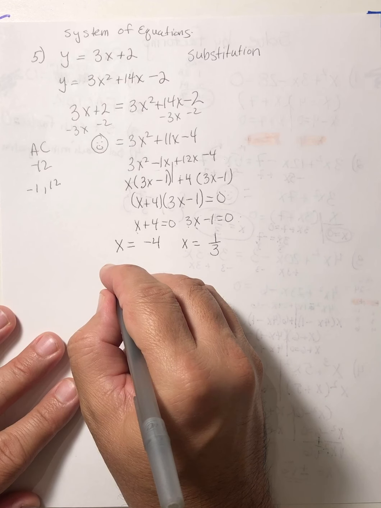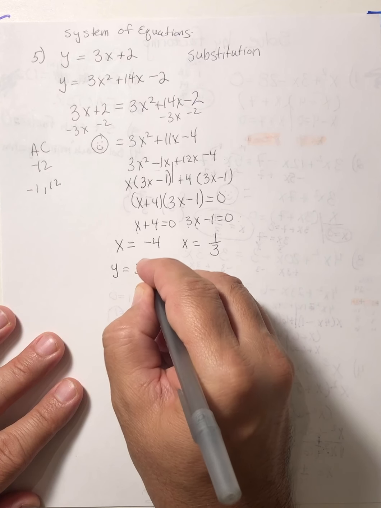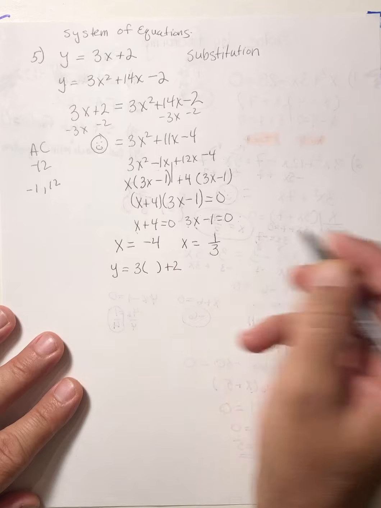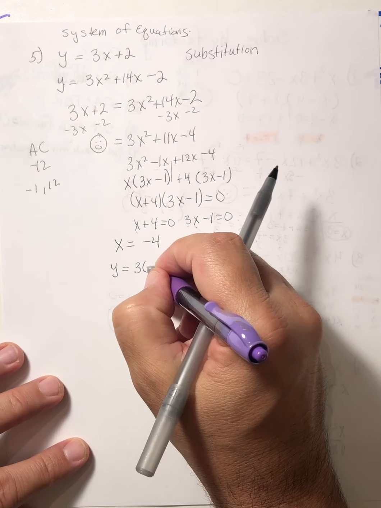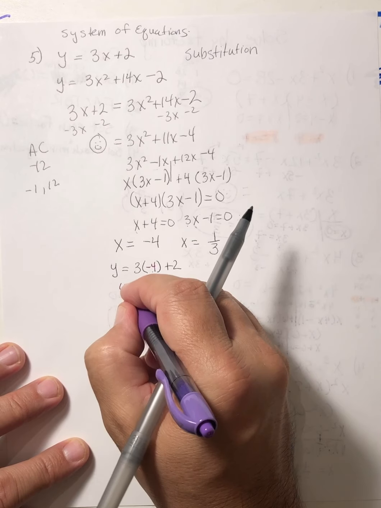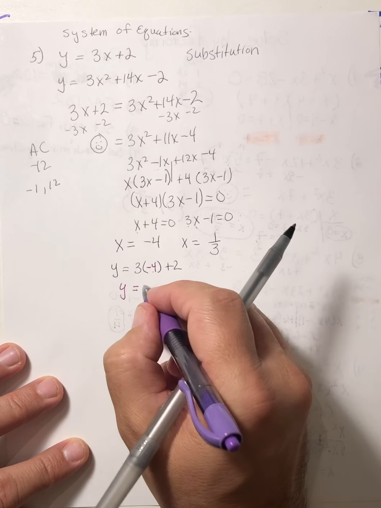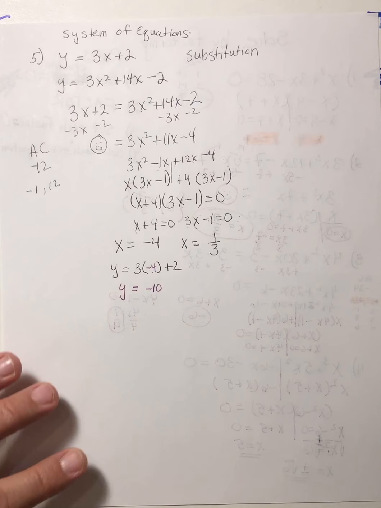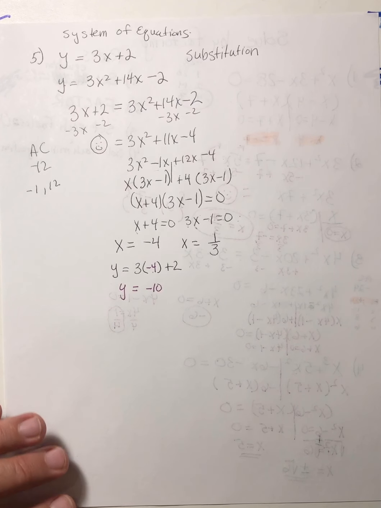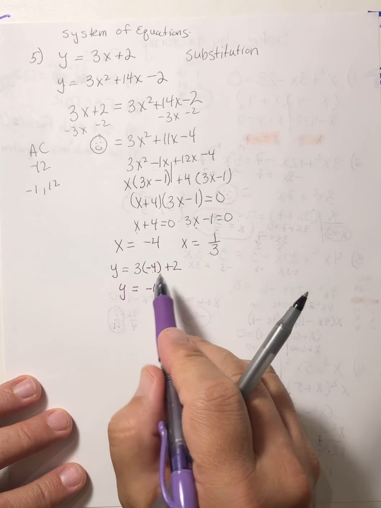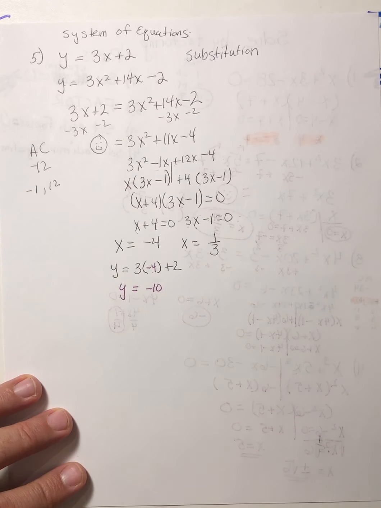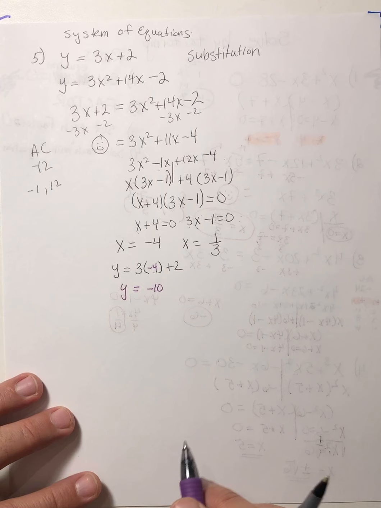So all we're going to do is y equals 3 parentheses plus 2. What goes inside the parentheses? That's right, the negative 4. So then y equals negative 10. I'll let you type that into your calculator. You can do that on your own. I'll do the other one.